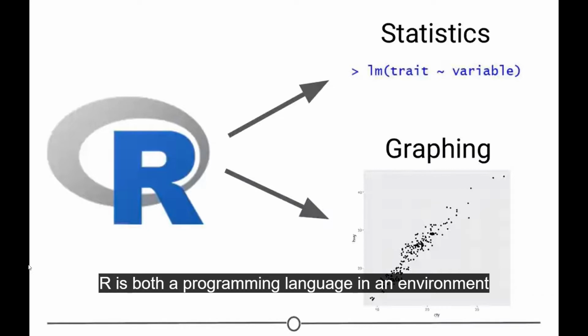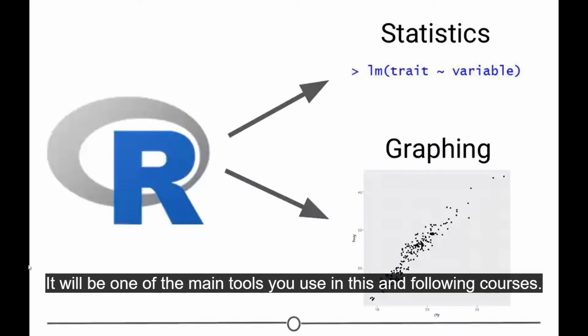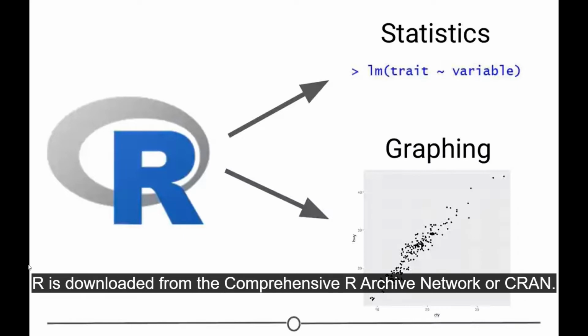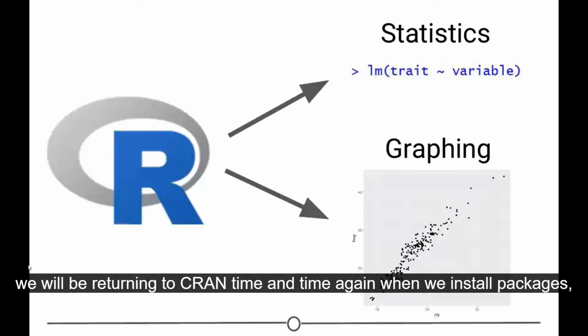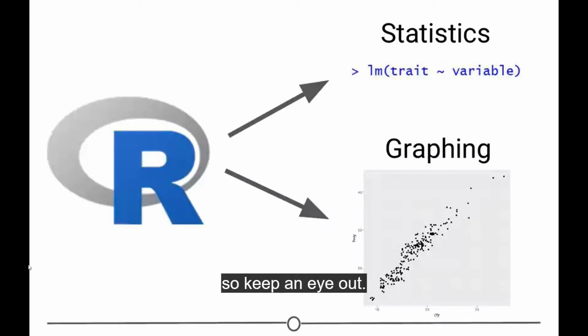R is both a programming language and an environment, focused mainly on statistical analysis and graphics. It will be one of the main tools you use in this and following courses. R is downloaded from the Comprehensive R Archive Network, or CRAN, and while this might be your first brush with it, we will be returning to CRAN time and time again when we install packages, so keep an eye out.